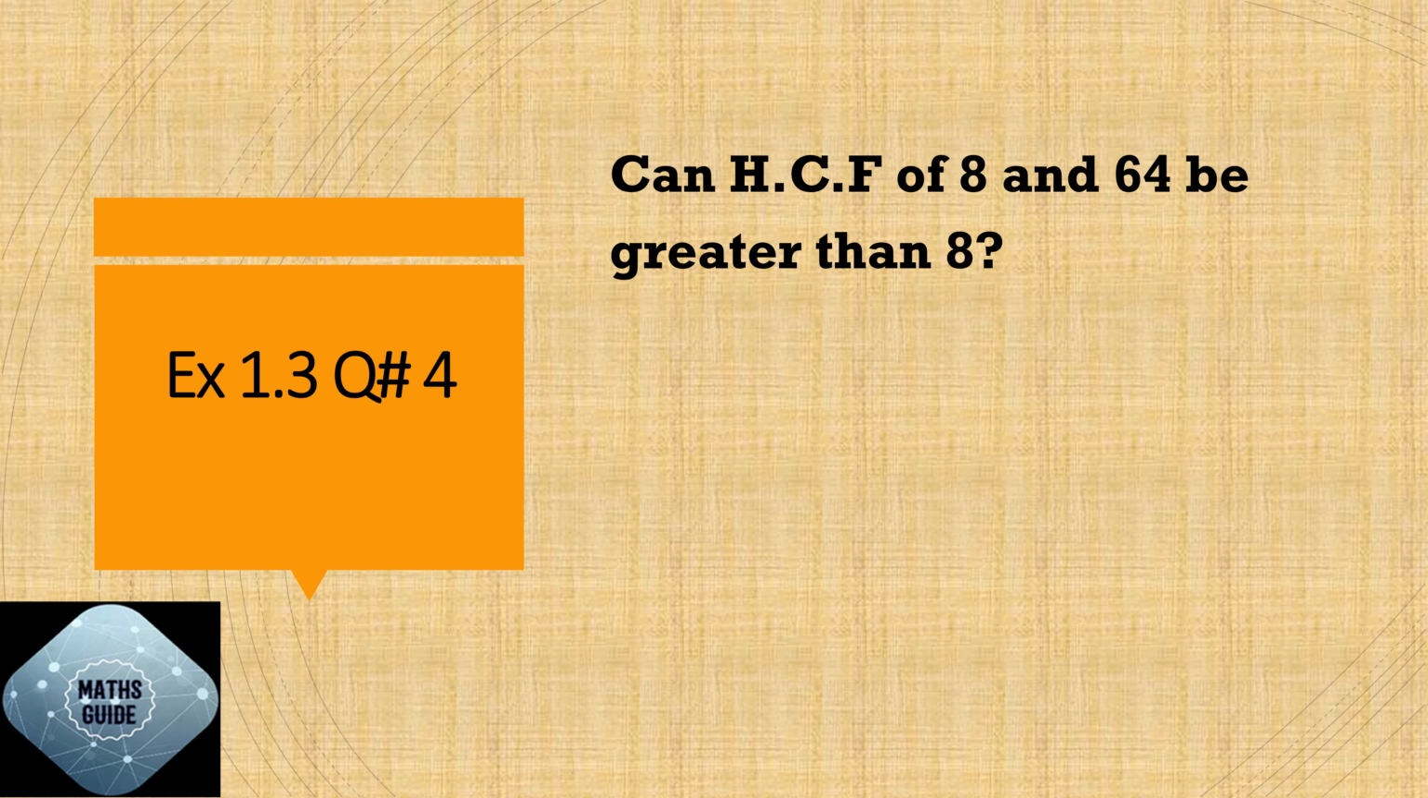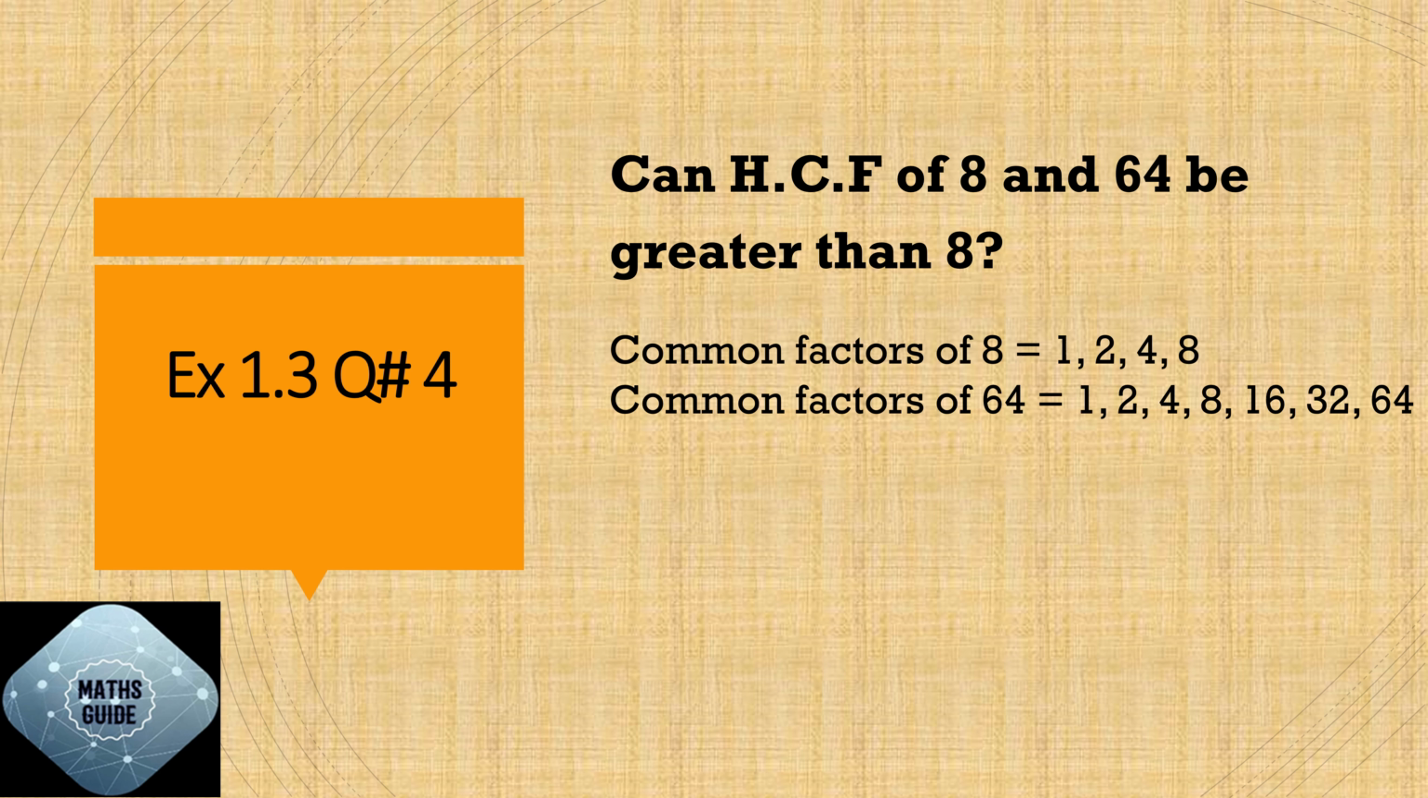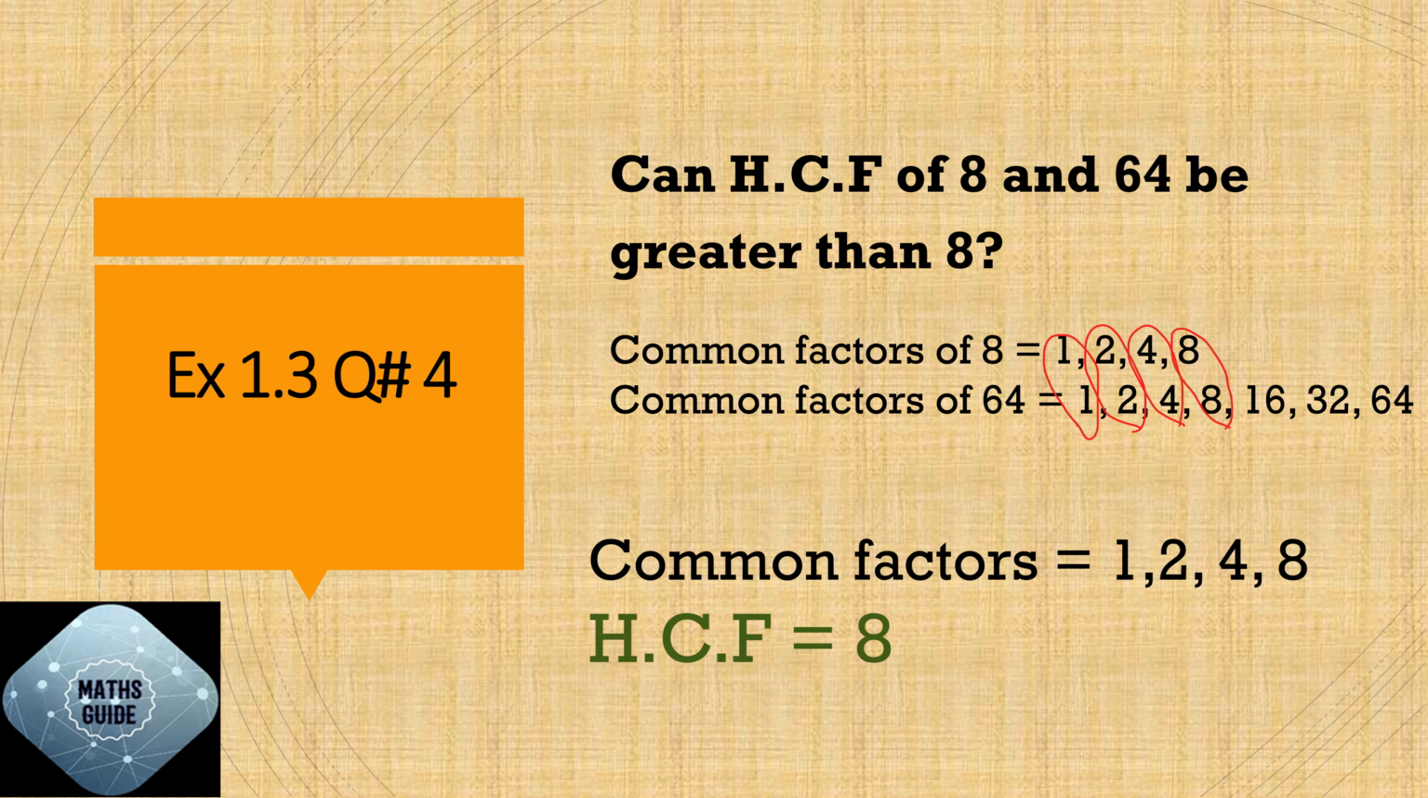This is exercise 1.3 question number 4. Can the highest common factor of 8 and 64 be greater than 8? Explain your reasoning. Let's first find out the common factors of 8 and 64. The factors of 8 are 1, 2, 4, 8 and the factors of 64 are 1, 2, 4, 8, 16, 32 and 64. The common factors are 1, 2, 4 and 8. The highest among all these common factors is 8, so we can say the HCF is 8.